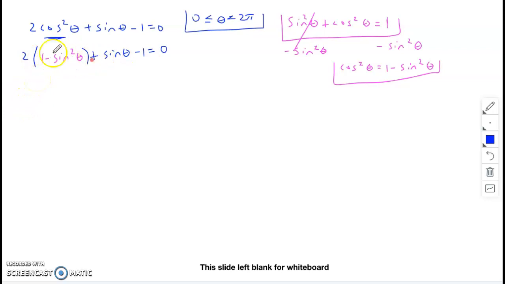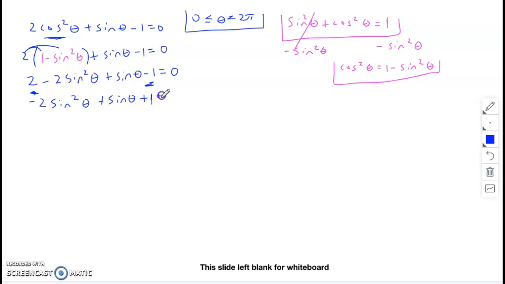Now it's just algebra. 2 times 1 is 2. 2 times negative 1 is negative 2 sine squared theta plus sine of theta minus 1 equals 0. Let's organize this. Let's combine the 2 and the negative 1, so I have negative 2 sine squared of theta plus sine theta, and 2 minus 1 is positive 1.